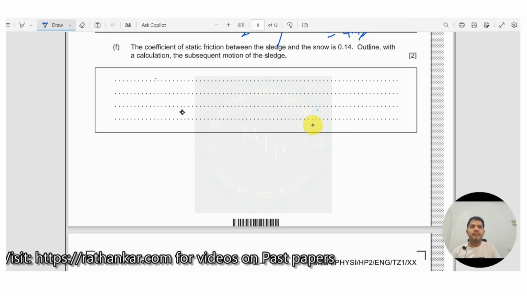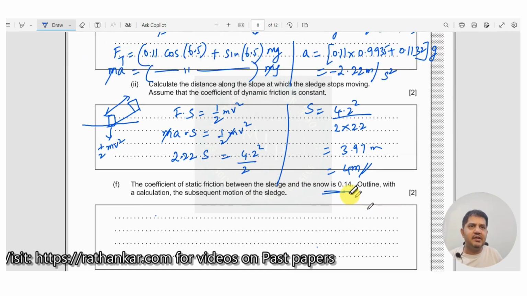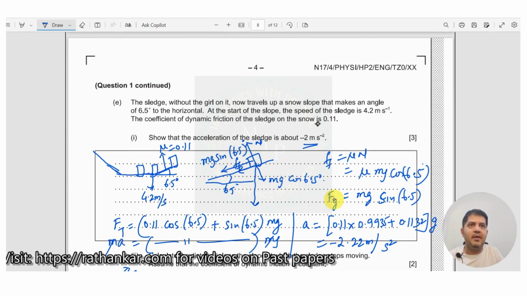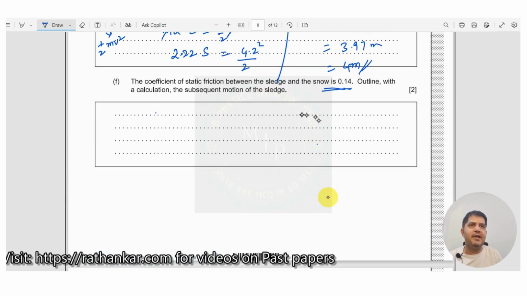Now the coefficient of static friction between the sledge and the snow is 0.14. Outline with the calculation the subsequent motion of the sledge. As you see, previously also this value of mu was given. What was the value? 0.11. Suddenly they have increased it to 0.14 now, which means he is asking you, if 0.11 was there, then this is what has happened. If it is 0.14, which means the frictional coefficient is increased, then what can happen? There's a question over here.